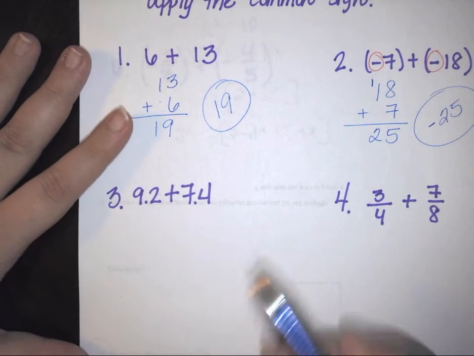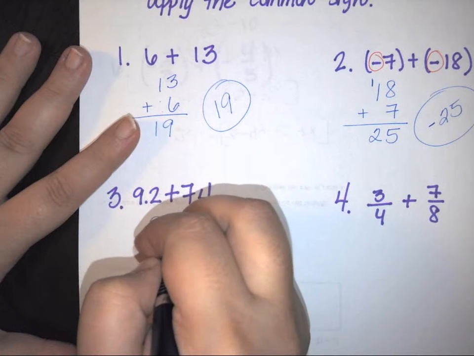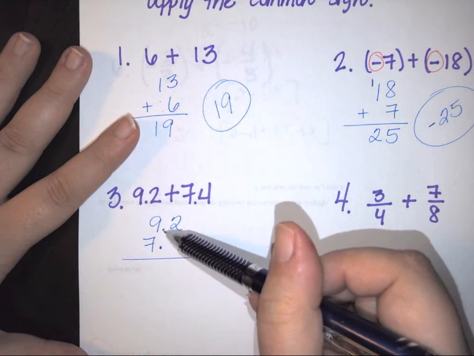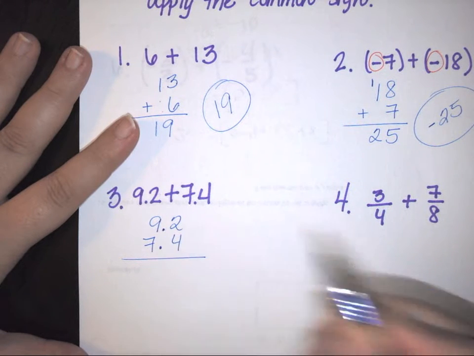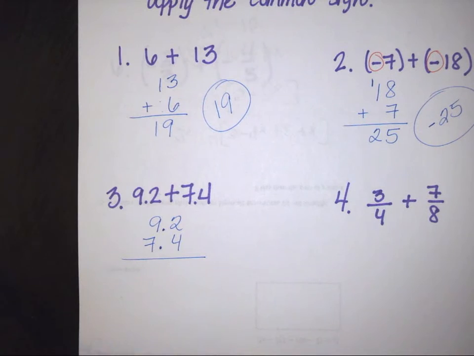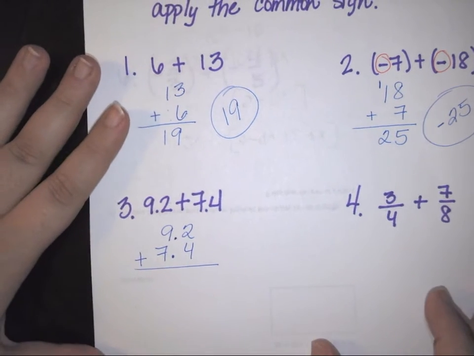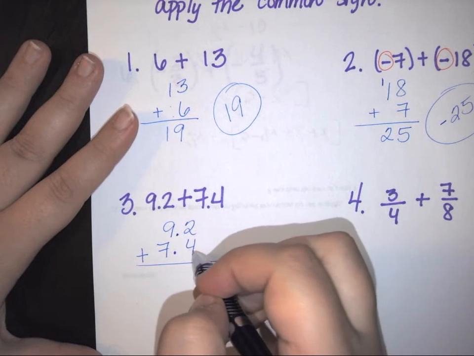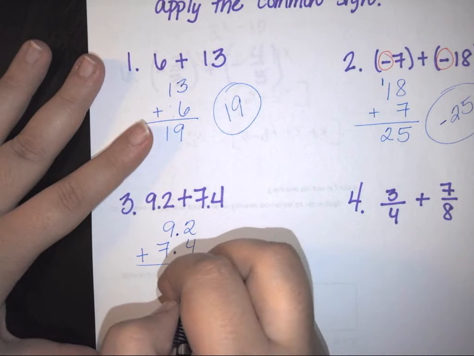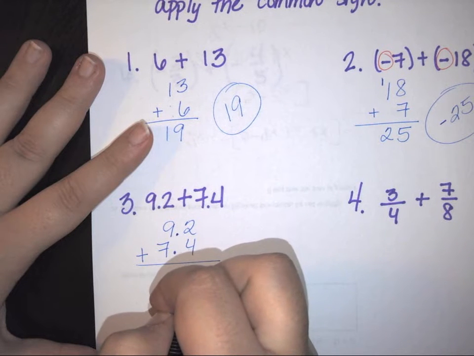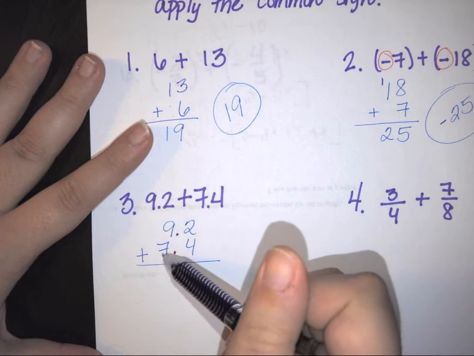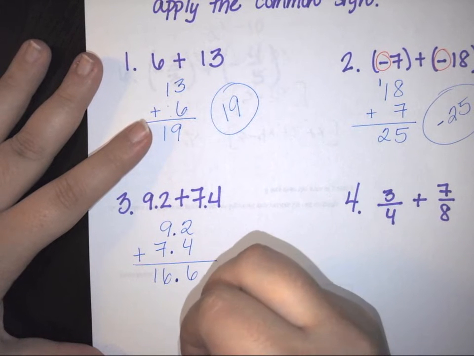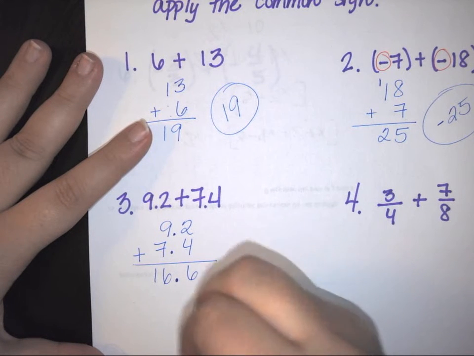Now here I have decimals. Again, I can still do vertical addition. What you're doing with decimals is lining up the decimal points. That is the most important piece of decimal addition, that you line up those decimals the way they're supposed to be. And then again, you still add your numbers in your columns. So here I have 4 plus 2, which gives me 6. I'm going to bring my decimal down, and then 7 plus 9 is going to give me a 16. Both of my numbers are positive, so my answer is 16.6.